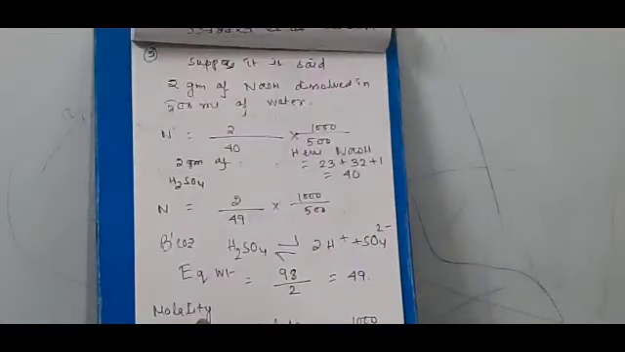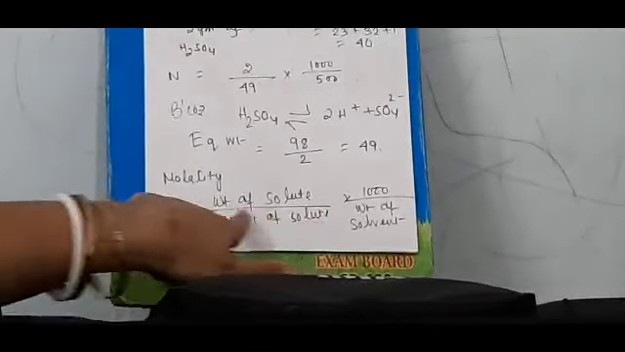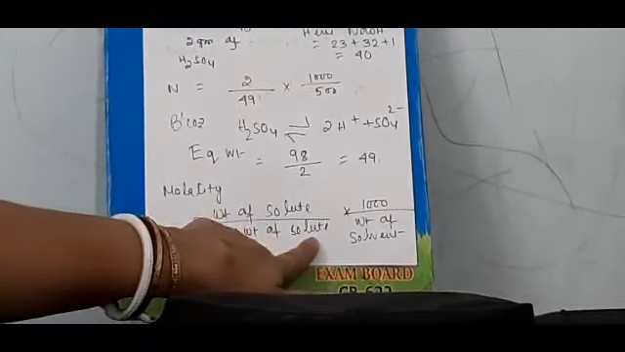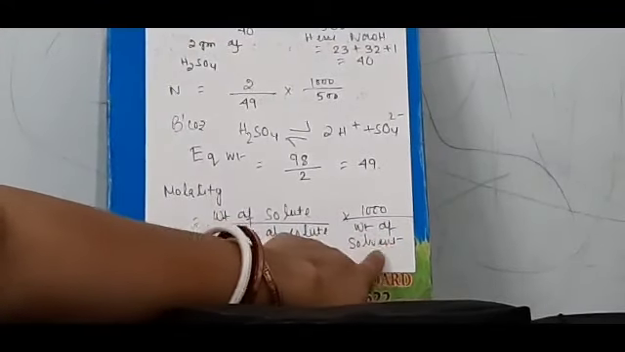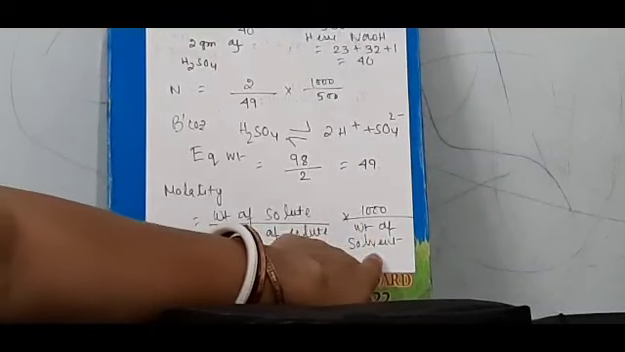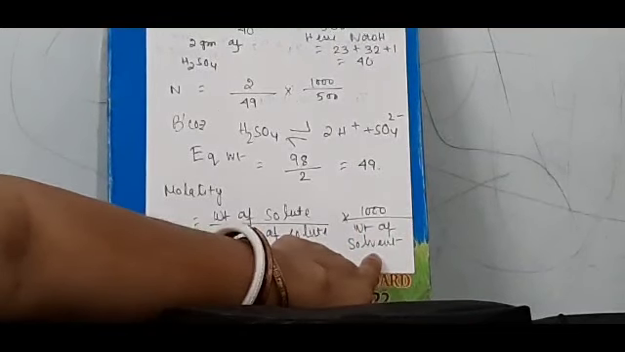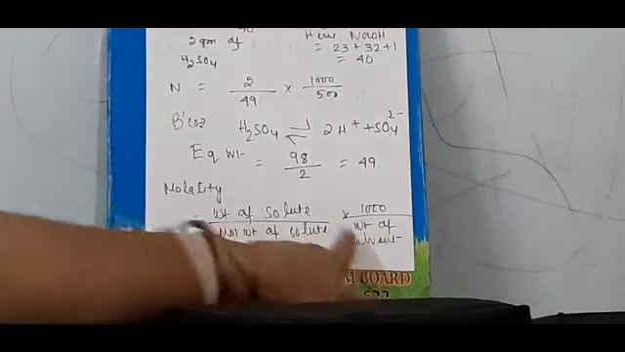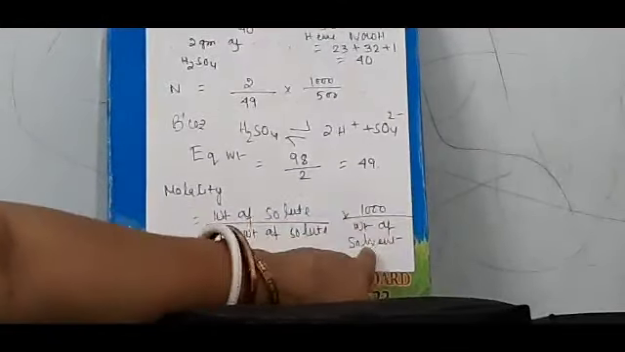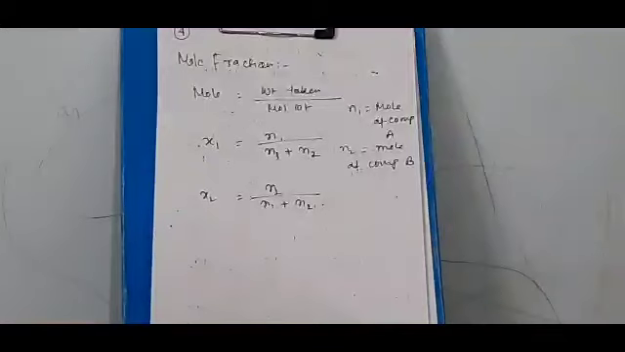Next one is molality. Same, we take weight of the solute divided by molecular weight of the solute into 1000, but instead of the volume of the solvent, we take the weight of the solvent. The main difference between molarity and molality is that here we take weight of the solvent for molality, and volume of the solution for molarity.